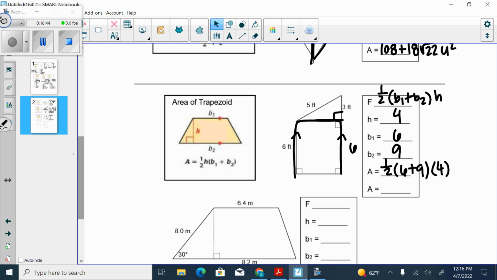All right, so we got 1/2 times base 1 plus base 2 times the height. Okay, got to follow order of operations here, PEMDAS. So what am I going to do first? Right, inside the parentheses, we add 6 and 9, which is just going to be 15, right? Then I go back and multiply those three terms. So 1/2 times 15 times 4, which is going to give us, so we end up with an area of 30 feet squared.